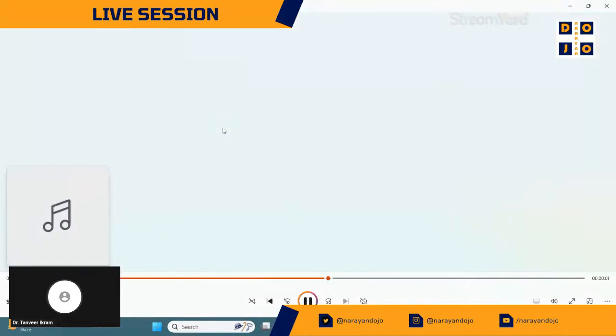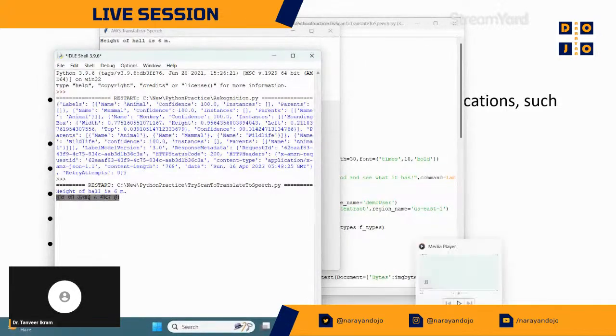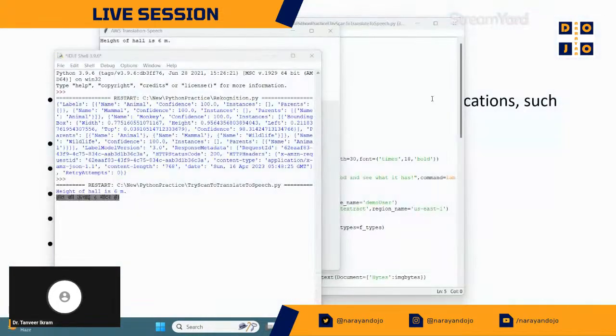हॉल की ऊंचाई 6 मीटर है. So what it has done? See, height of the hall is 6 meter. It has translated it into Hindi: हॉल की ऊंचाई 6 meter है, and it has changed it into voice, and it can tell me what it is. हॉल की ऊंचाई 6 मीटर है. Okay, so this is one way. Let me take one more example.